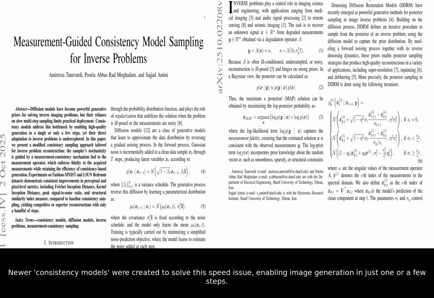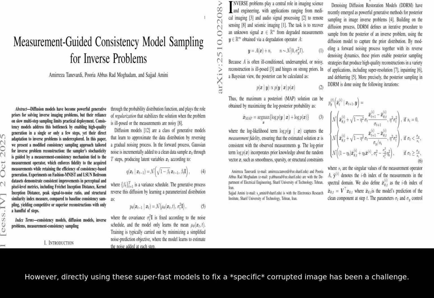Newer consistency models were created to solve this speed issue, enabling image generation in just one or a few steps. However, directly using these super-fast models to fix a specific corrupted image has been a challenge. This paper introduces a new approach called measurement-guided consistency sampling to bridge that gap.